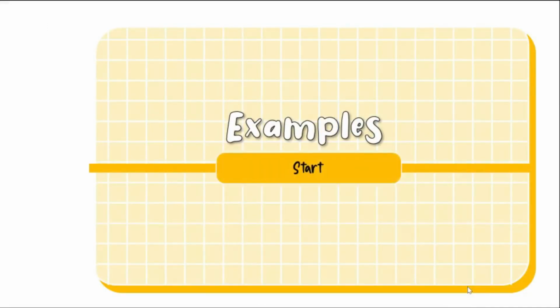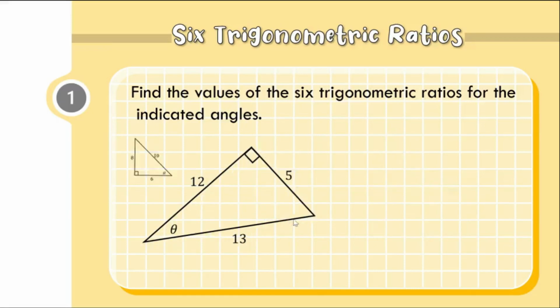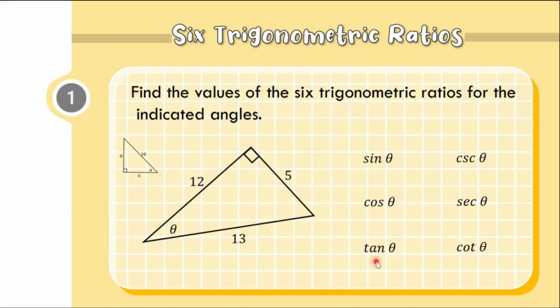Let us have the following examples. Number 1. Find the values of the 6 trigonometric ratios for the indicated angles. For figure number 1, theta here represents the acute angle of this right triangle, while for the second figure, alpha here represents the acute angle of this right triangle. So let us start finding the 6 trigonometric ratios of the first figure. Let us find the sine theta, cosine theta, tangent theta, cosecant theta, secant theta, and cotangent theta.